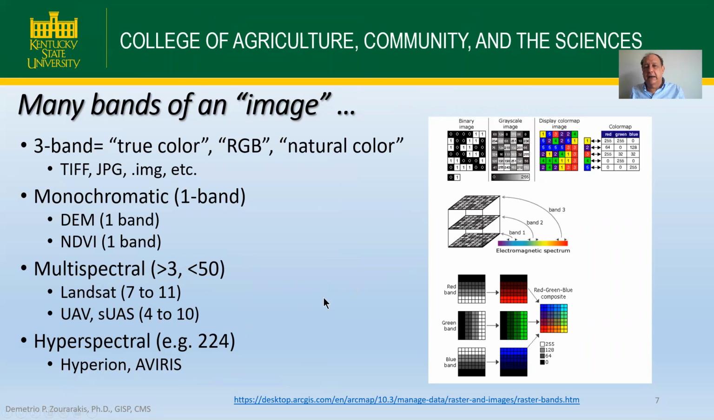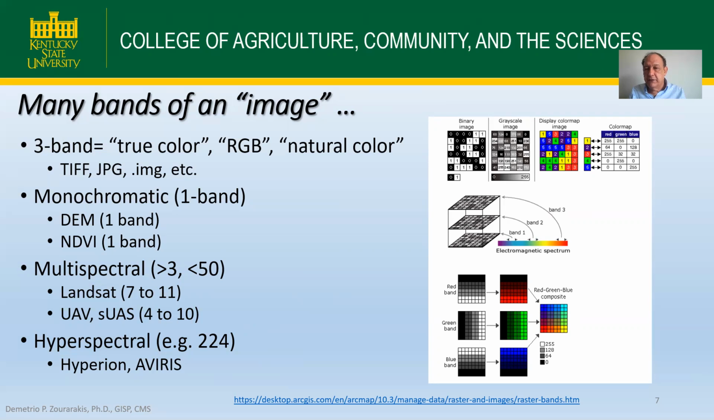So what is an image made of? It's stored as different bands because, you know, we have different portions of this electromagnetic spectrum that are sampled. So different frequencies and wavelengths. So every band is one color, quote unquote. So we have the typical examples, the TIFF and the JPEG, that have 3 bands. They call it true color, RGB, or natural color.